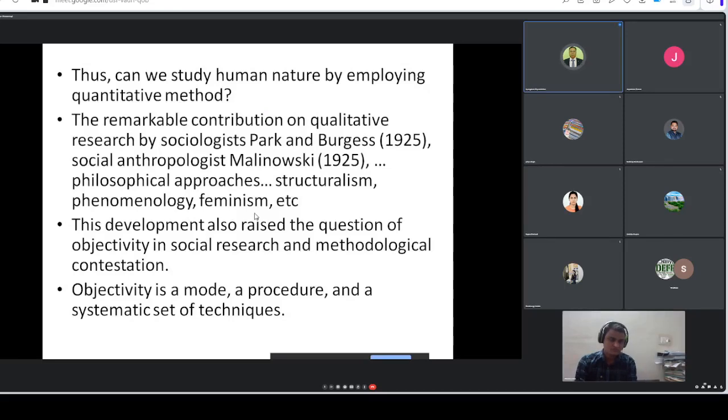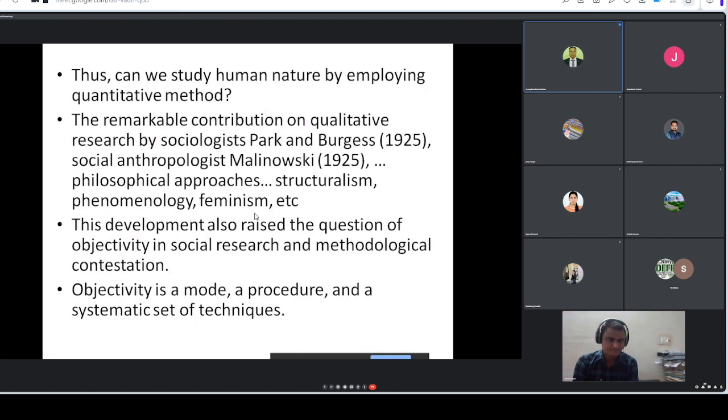Can we use quantitative methods in all the studies, whether in the natural sciences or in the social sciences? And we also have to remember that qualitative research started in the early 20th century.